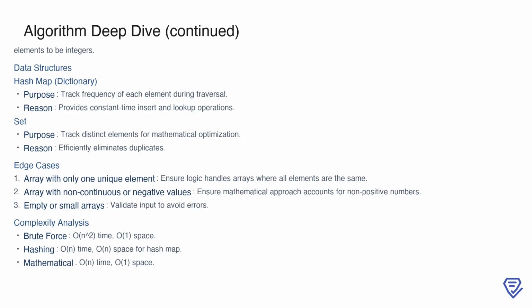From a complexity perspective, the brute force approach has O(n squared) time complexity and O(1) space complexity, which makes it impractical for larger datasets. The hashing approach is far more efficient, with O(n) time complexity and O(n) space complexity for the hash map. The mathematical method stands out with O(n) time and O(1) space, but it's important to verify that the input satisfies its assumptions. These considerations help ensure that the algorithm is robust, efficient, and adaptable to different input scenarios.